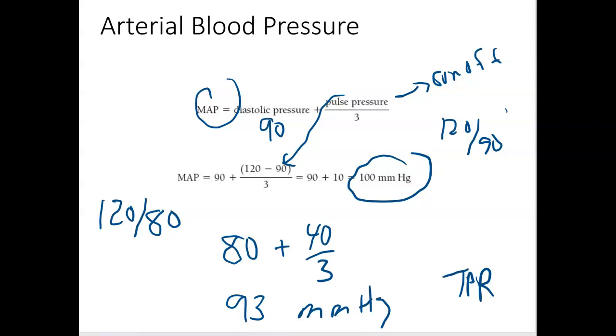So notice a pressure of 120 over 90 has a higher MAP. That means there's more resistance to flow, so it's a good predictor of atherosclerosis. In fact, a lot of times people will say that the bottom number, the diastolic number, is more important.